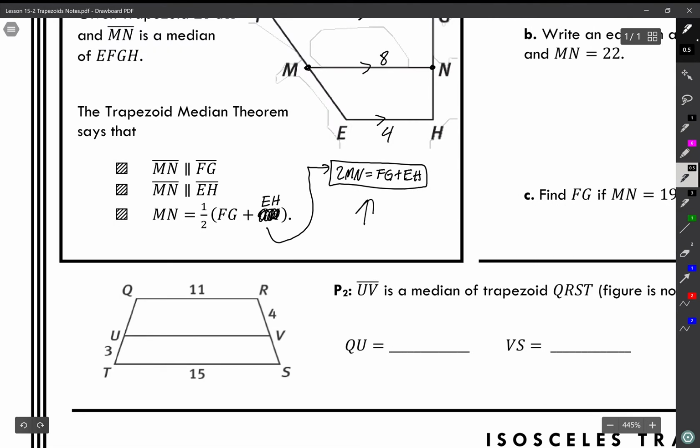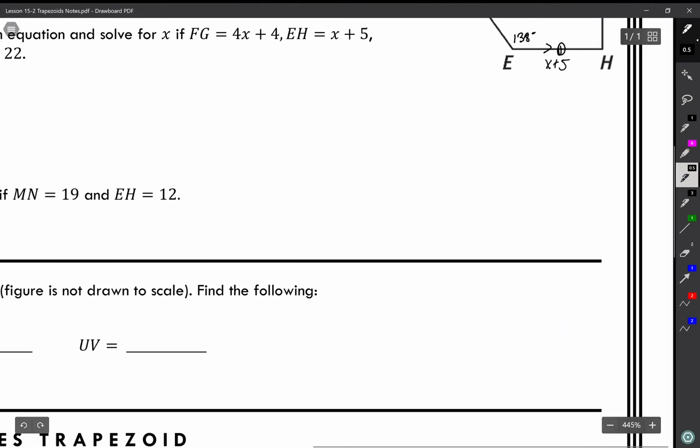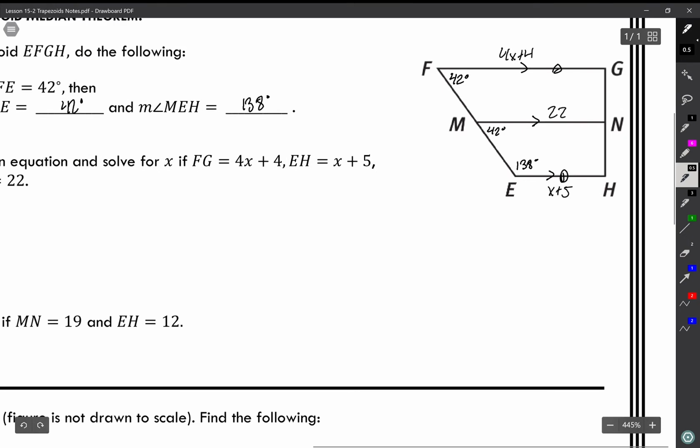I'm going to use this equation right here: 2 times my median is equal to the sum of those two bases. So add my two bases up, which are FG and EH: 4x plus 4 plus x plus 5. That's equal to 2 times my median, which is 22.